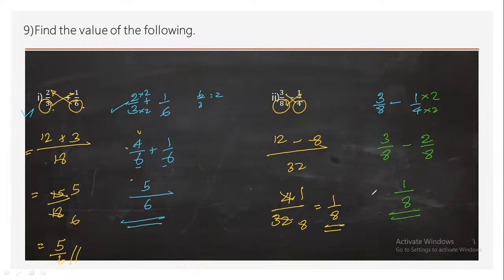Look, you can follow this method also. 3 over 8. Now we want to make the common denominator. The common denominator means 8, the number which is divisible by 8 as well as 4. 8 divided by 4, that is 2. This is by 2, this is by 2. 3 over 8 minus 2 over 8.